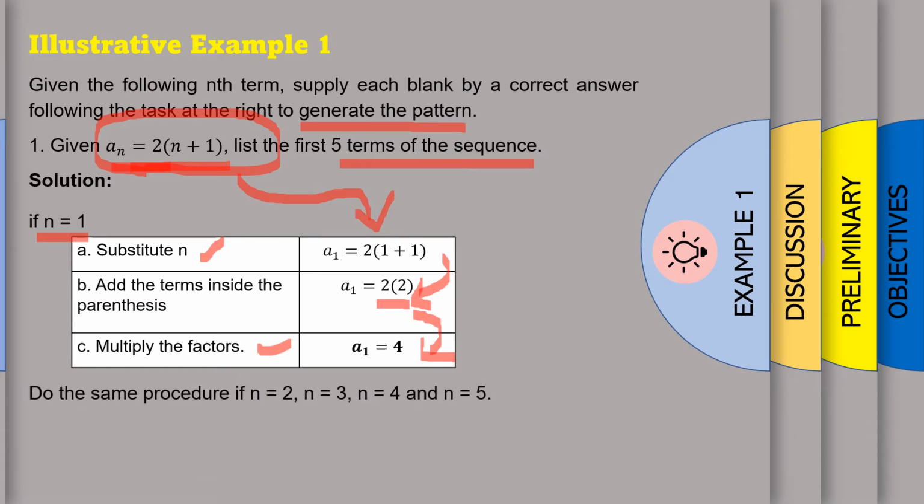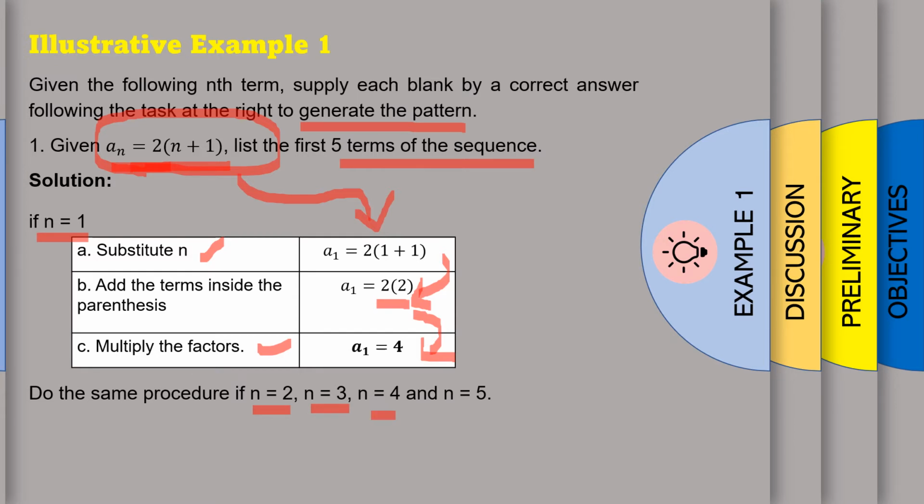And then, you're going to do the same procedure kapag ang n mo naman ay 2, n is 3, n is equal to 4, and n is equal to 5. Kasi ang nakuha pala natin is yung first term. So, ano ba yung pang second term? Lalabas yun kapag ang ginamit mong n ay 2. Kapag ang n mo ay 3, ang makukuha mo is yung third term.